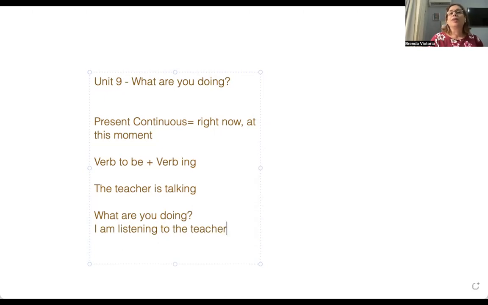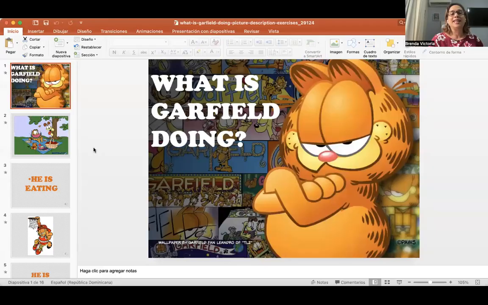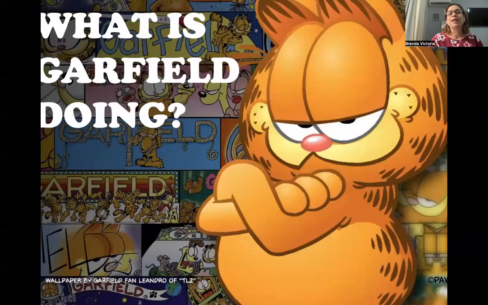Okay, so real quick, let's work on a PowerPoint presentation that I have here where we are going to review the present continuous. Now remember that for the present continuous, we need the verb to be plus another verb ending in ing. So here we have Garfield. I'm sure that you know this character. He's a cat who loves eating, right? And he's orange. He's very funny. And we have seen a lot of cartoons and movies with this character.